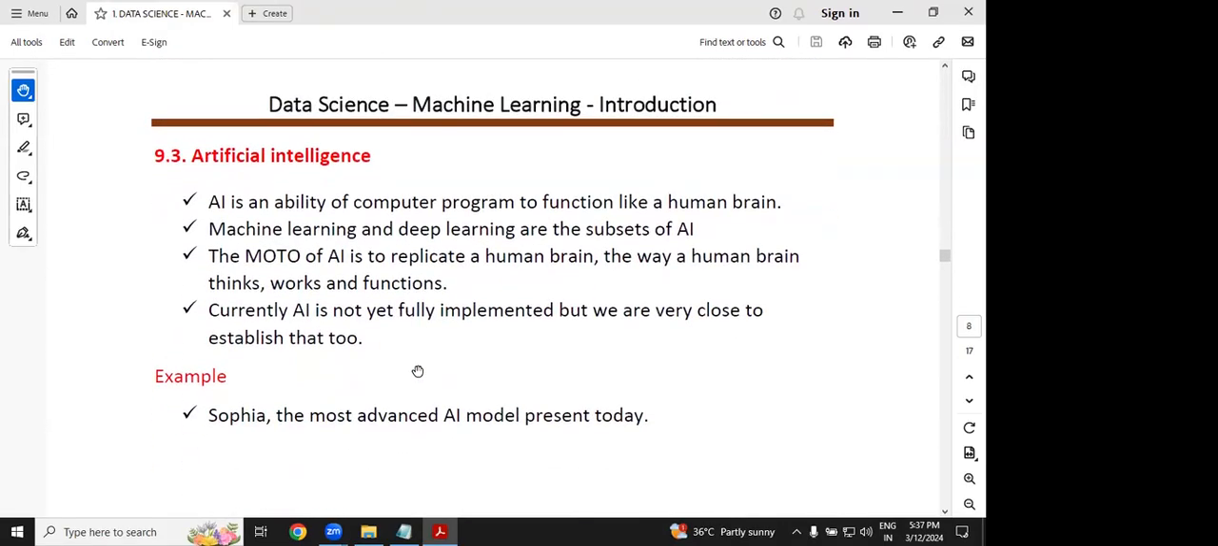Now the next one is AI. AI is the ability of a computer program to function like a human brain. Exactly. Let me tell you, our brain is kind of full of AI algorithms. Machine learning and deep learning are subsets of AI. Both are what exactly? Subsets. Both topics belong to AI. The motto of AI is to replicate the human brain.